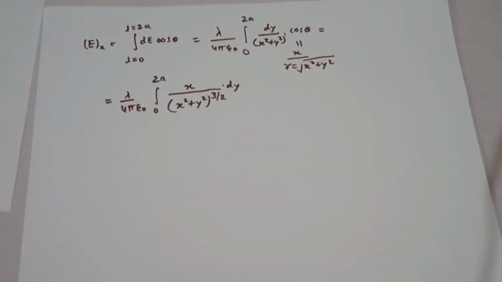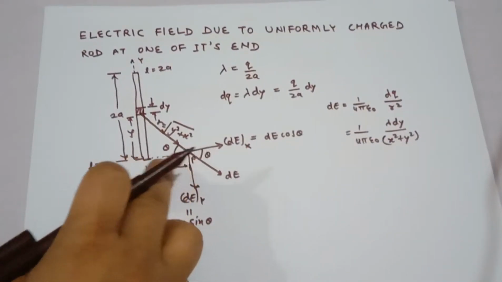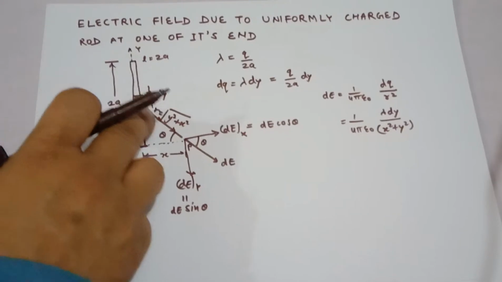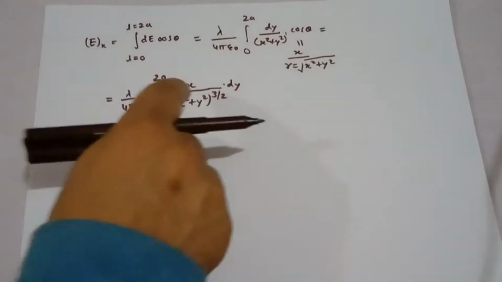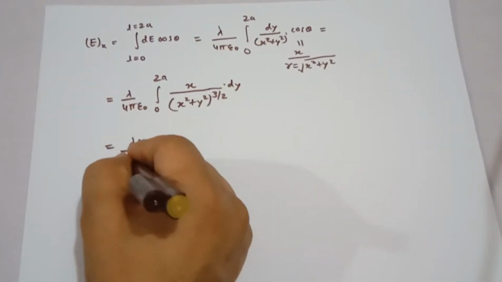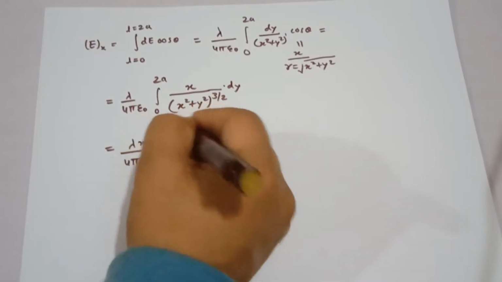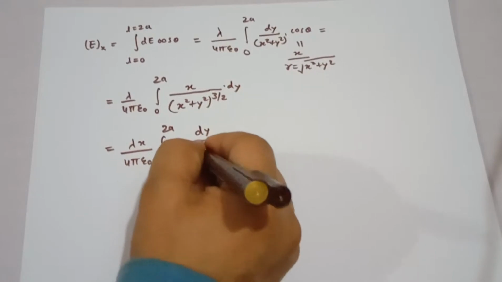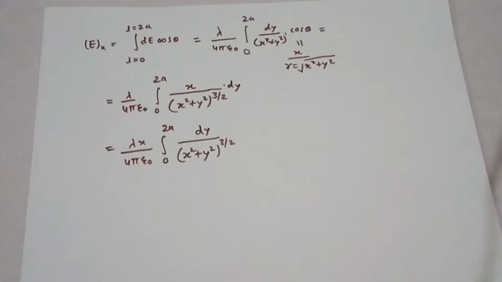So you can see here that the horizontal distance of this point from the rod is always x. That is not changing, only y is changing, because of which r is changing. So x is constant here, so you can take this x out of the integration sign. So that is lambda into x divided by 4 pi epsilon naught, integration from 0 to 2a, dy on x square plus y square to the power 3 by 2.